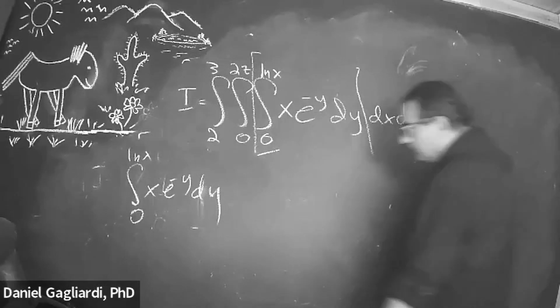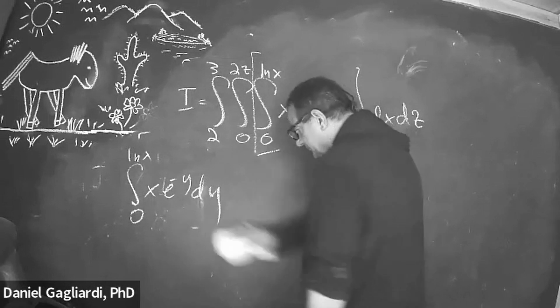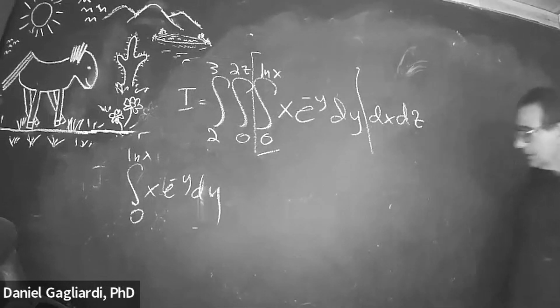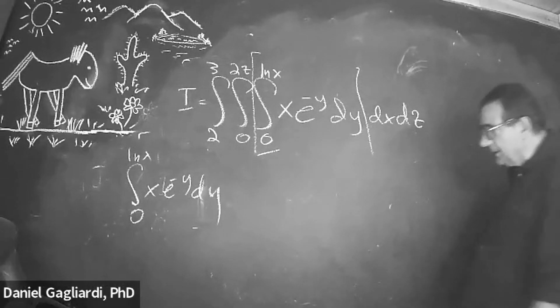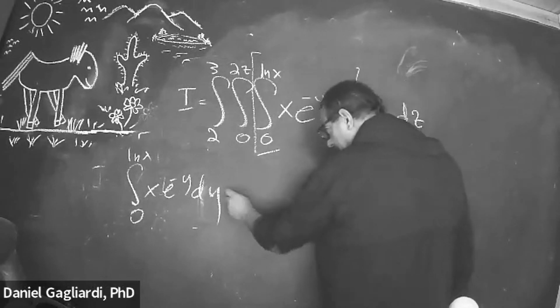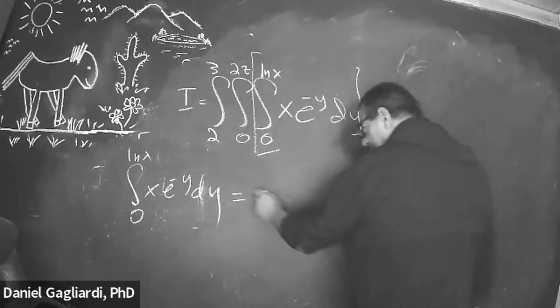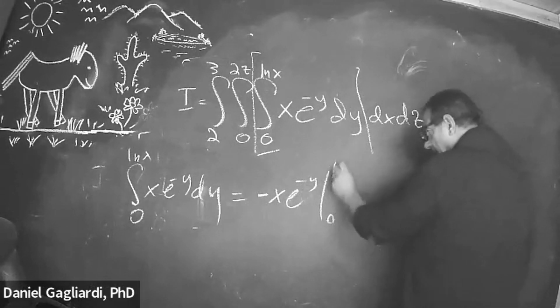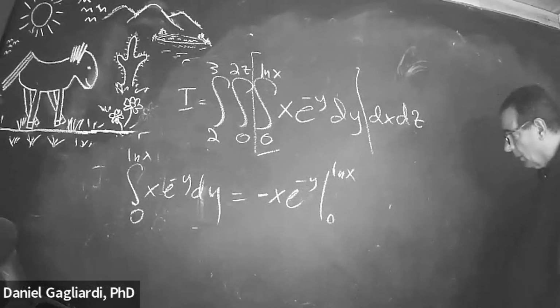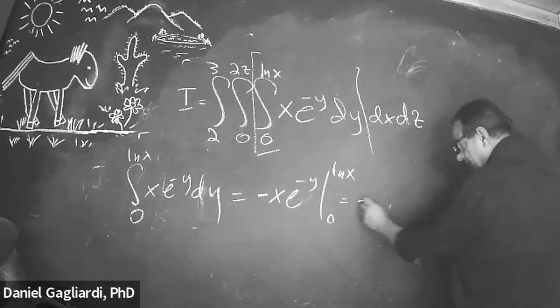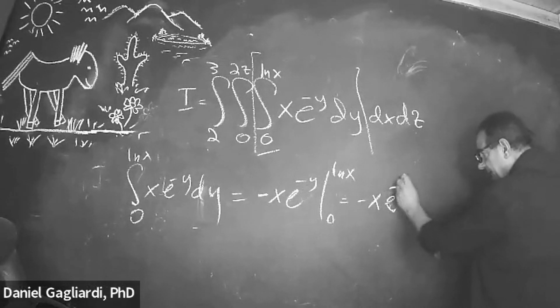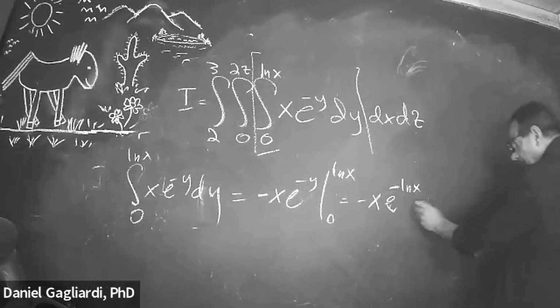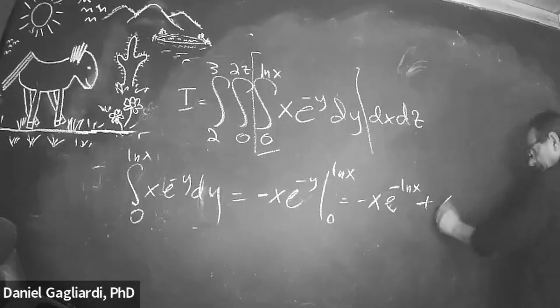So it applies over here because the coefficient of y is -1. So the -1 comes out as a fraction, but of course, if you divide by -1, it's the same as multiplying by -1. So the integral evaluates to negative x e to the negative y between 0 and ln of x. Okay, so using the fundamental theorem, we have negative x e to the negative ln of x, minus negative x e to the 0. E to the 0 is 1.